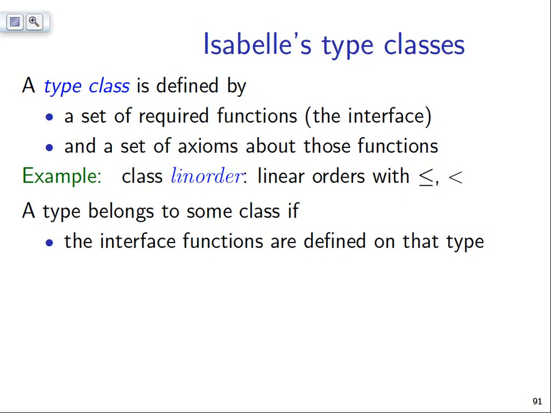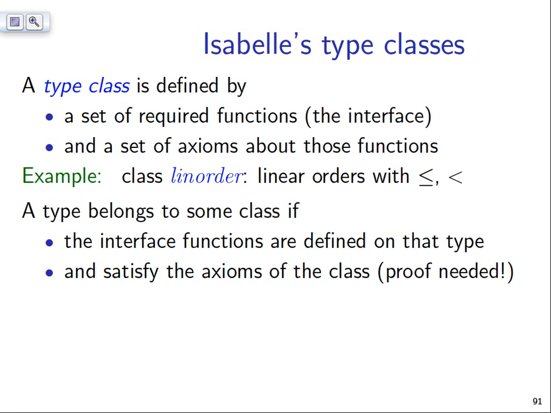And when does a type belong to a type class? Well, a type belongs to a type class if it provides all the functions of the interface that the type class requires, and if the functions satisfy the axioms that come with the type class. So in the class of linear orders, something is a linear order if it has these two functions on it, and if the two functions satisfy the axioms of a linear order.